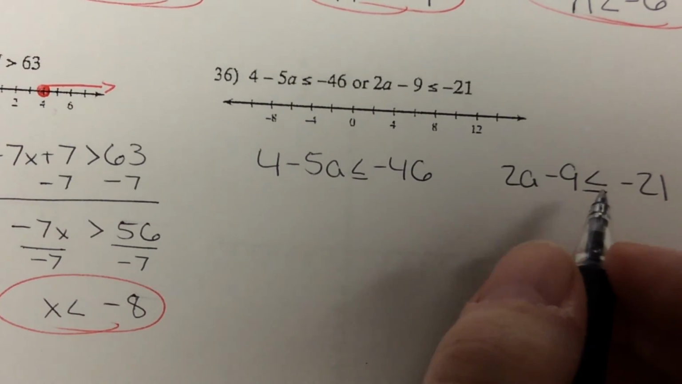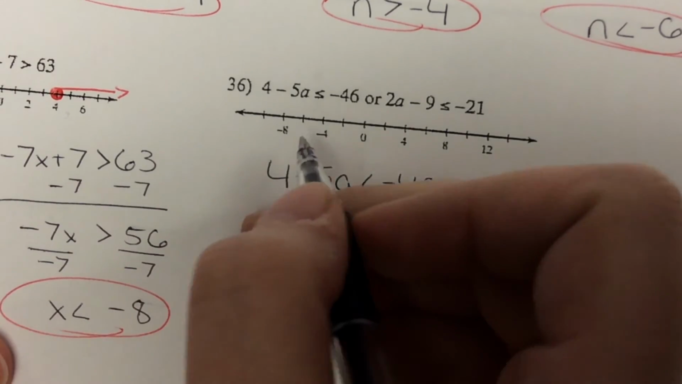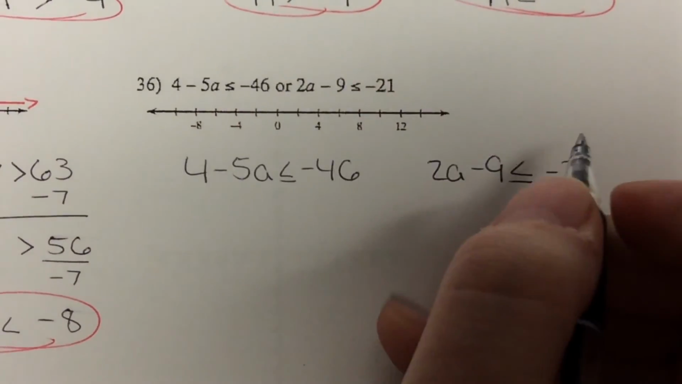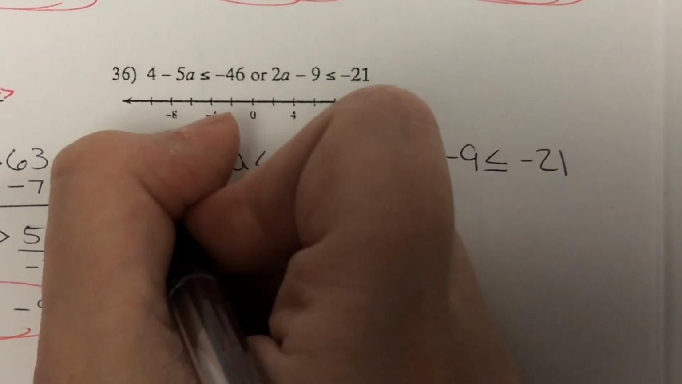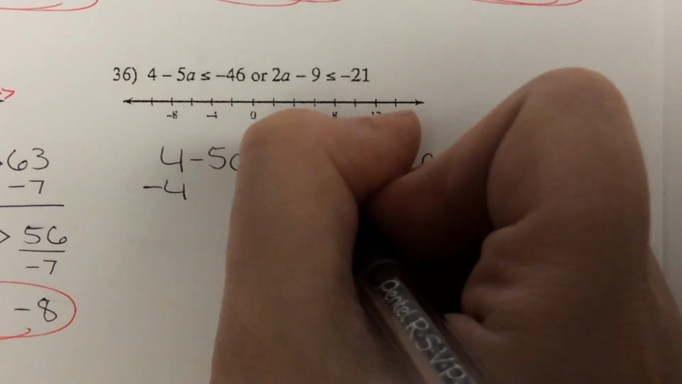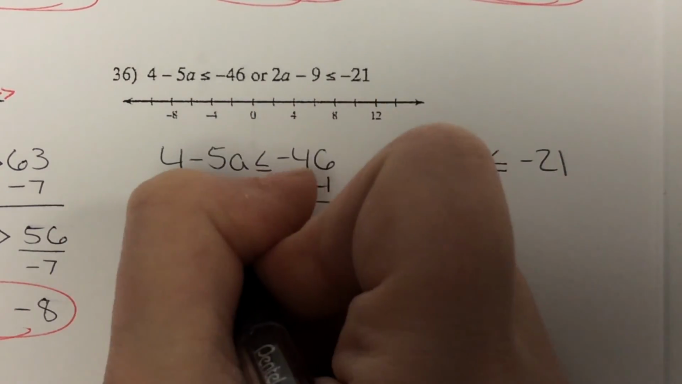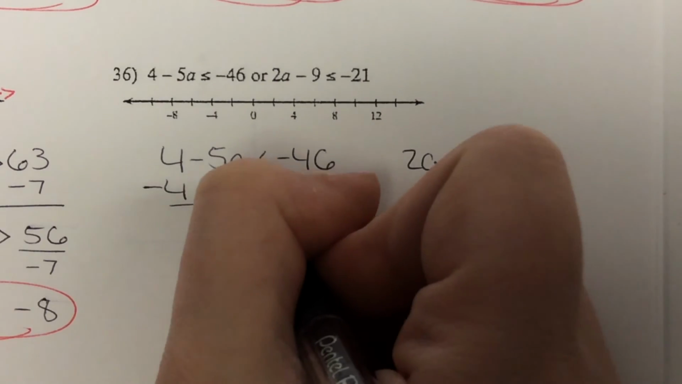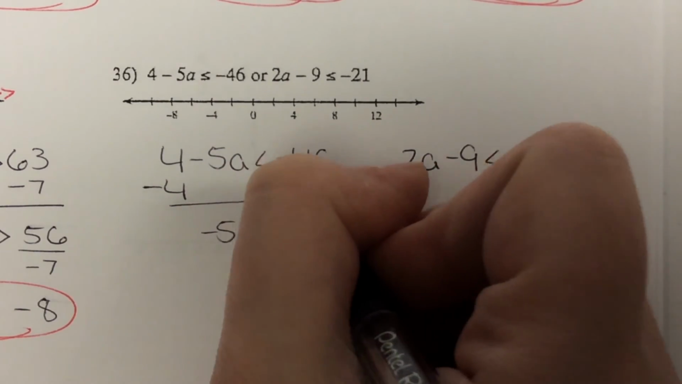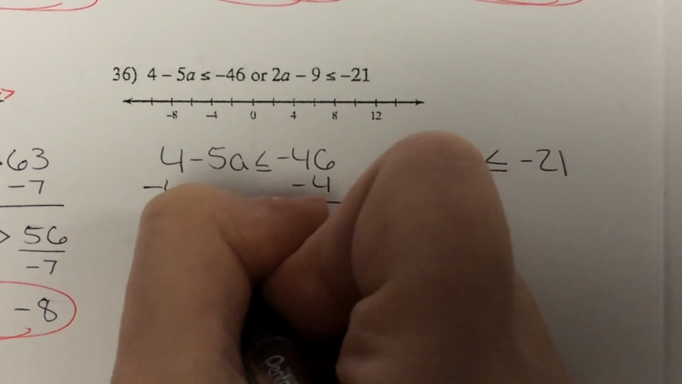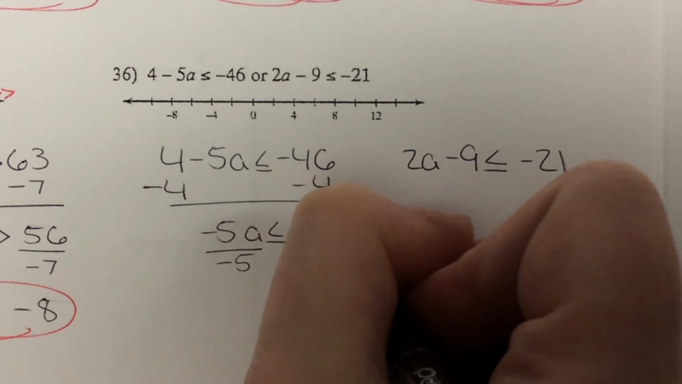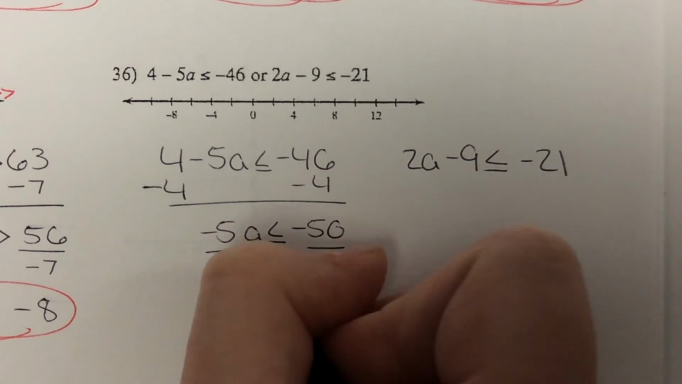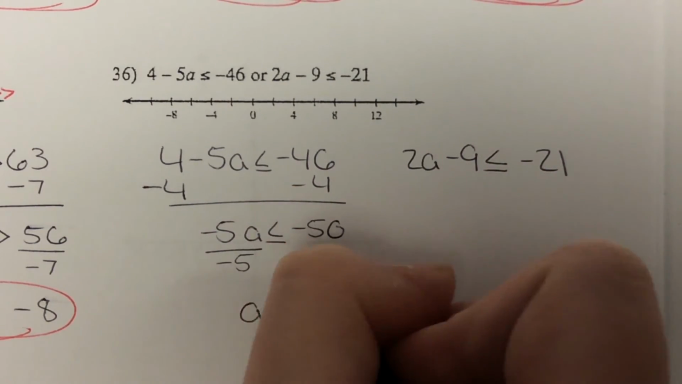So we have a positive 4. How do we know it's positive? Because there's no sign in front of it. All right. So we've got to subtract that 4. Negative 5a is less than or equal to negative 50. Divide by negative 5. Oh, we're dividing by a negative, so flip that sign. A is greater than or equal to 10.